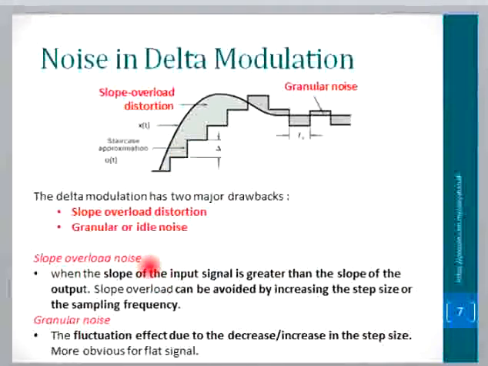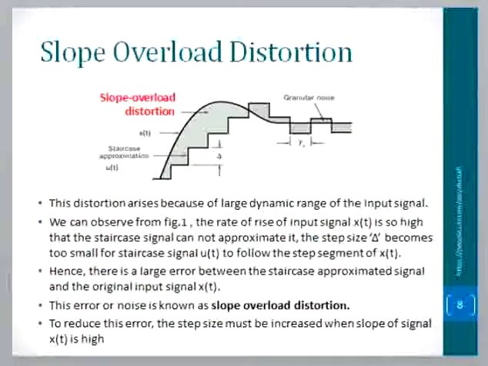So this is overload noise, and the other noise is granular noise, where the fluctuation effect is due to decrease and increase in the step size. So there are more increases and decreases, so it becomes granular noise.